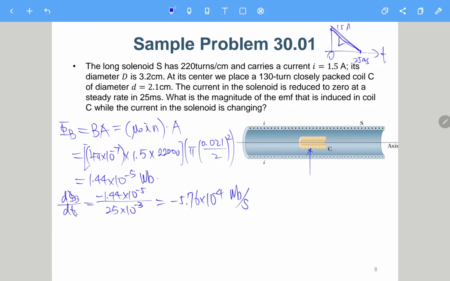The SI unit is, we divide this one by this one. This one is Weber, this one is second. So we have Weber per second for this rate of change of the magnetic flux.